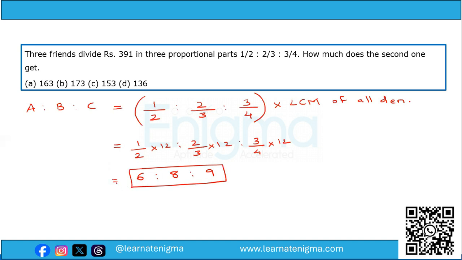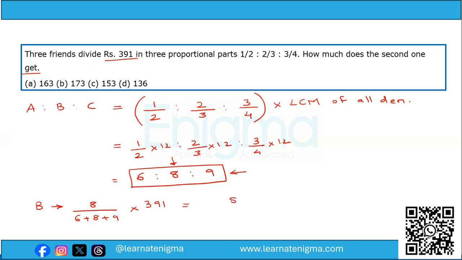Now we want to find out how much does the second one get. Now the second one, that is B, will be getting 8 because that is the proportion of the second person, 8 upon 6 plus 8 plus 9. The addition of all these numbers in the ratio multiplied by the total amount, that is 391.